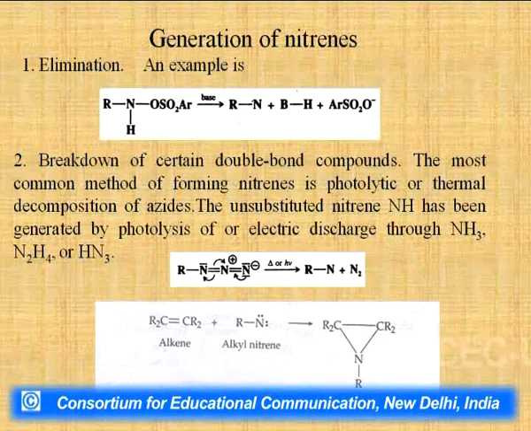How can we create nitrenes? By an elimination process. The example is here, the breakdown of certain double bonds. The most common method of forming nitrenes is photolytic or thermal decomposition of azides. The unsubstituted nitrene has been generated by photolysis or electric discharge through ammonia, through N2H4 or through NH3. You can see in the reaction the generation of nitrenes from RN3 and from alkyl nitrene when it reacts with alkene.